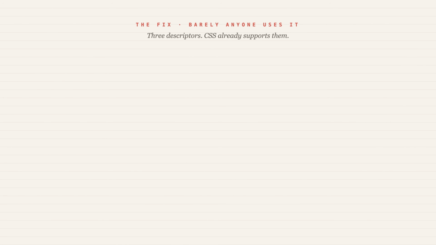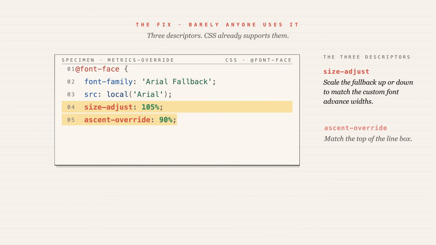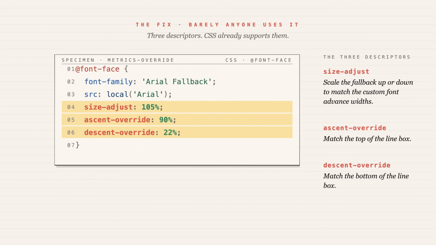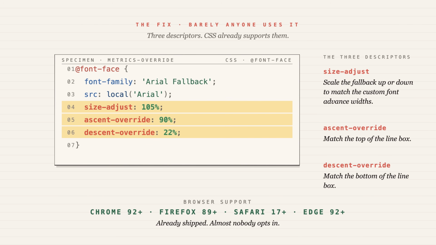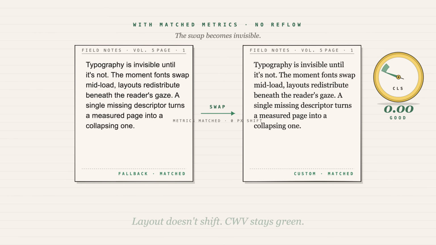The fix is in CSS, but barely anybody uses it. 3 @font-face descriptors, size-adjust, ascent-override, descent-override, let you override a fallback font's metrics to match your custom font. Most modern browsers support these. Match the metrics and the swap becomes invisible. Layout doesn't shift, CWV stays green.